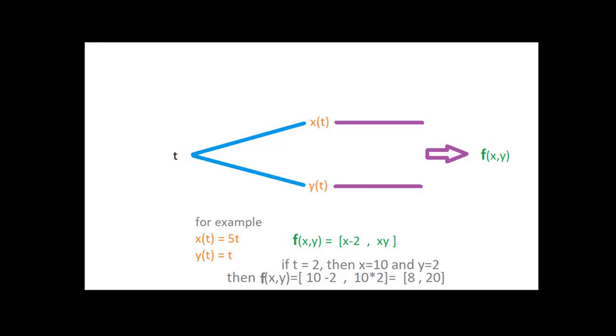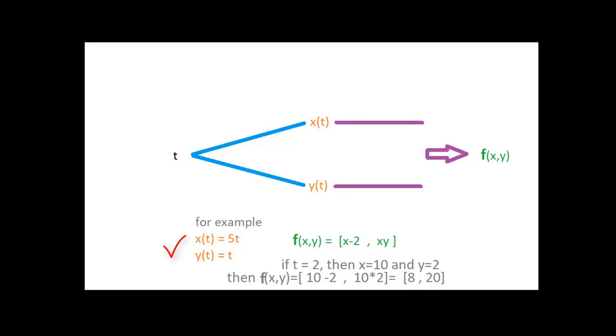So here's an example where we have t. We can put in t, and both x and y will depend on t. So you can see that x is a function of t, and y is also a function of t. For example, x might be 5t, so this function x of t is 5t, and y might be just t. If we put in t equals 2, then x will become 5 times 2, and y will become 2. So we will get x equals 5 times 2, which is 10, and y equals just 2.